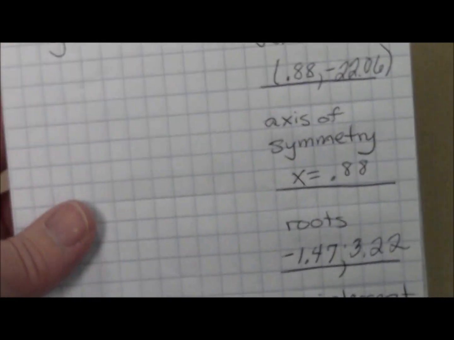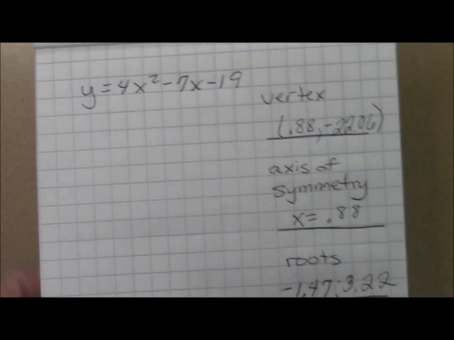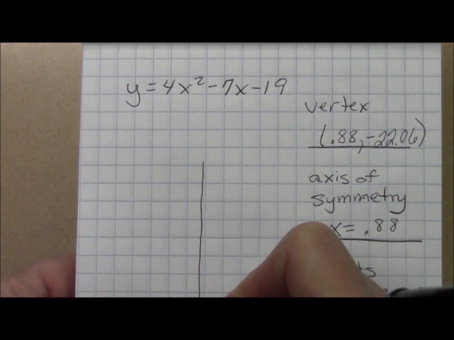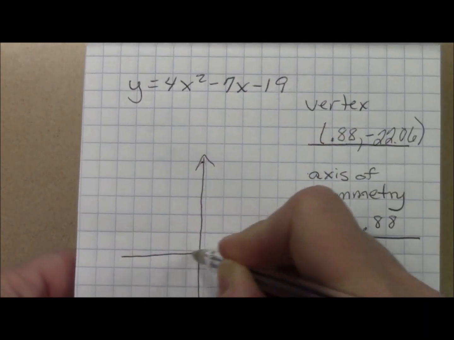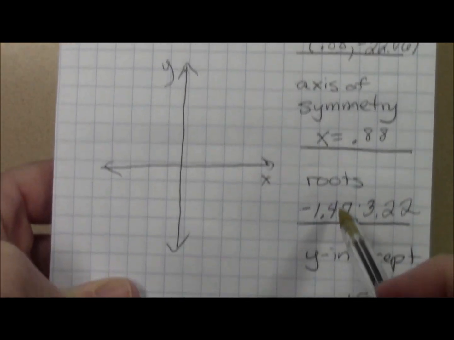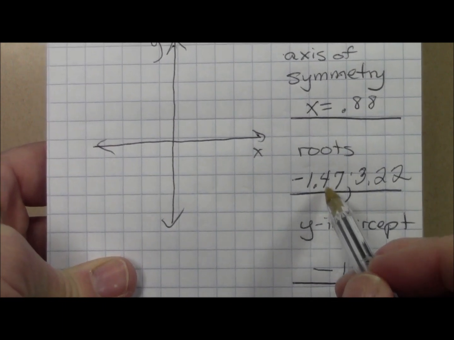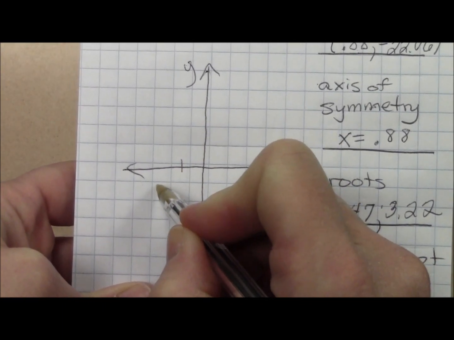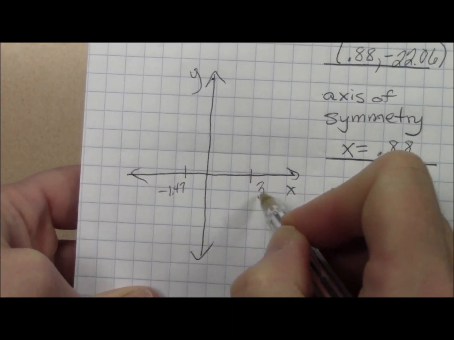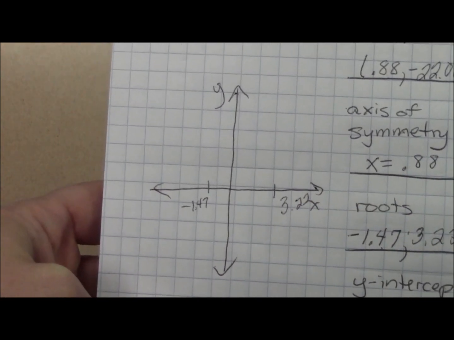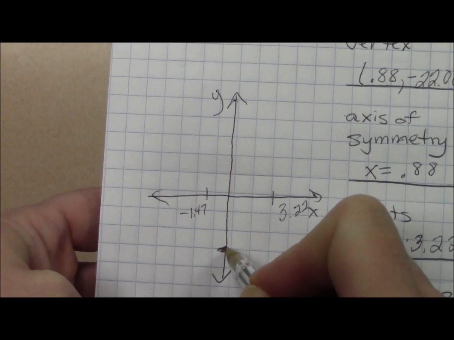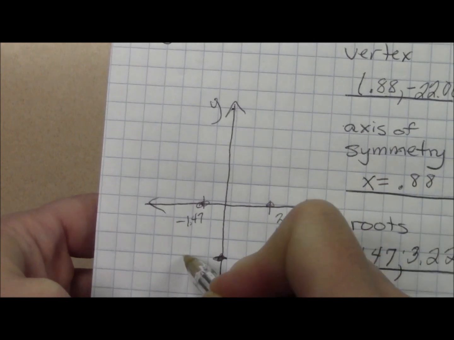Alright, now if you needed to do a paper graph of that, usually something like this you would do a rougher graph of. So we would draw our x and y intercepts, so our x-intercepts are the roots, which is negative 1.47. You'll just approximate this. We'll just write it in. And 3.22. Once again, we'll use a little poetic license here. Y-intercept will be negative 19. We're just going to call that right here, this point. Negative 19.